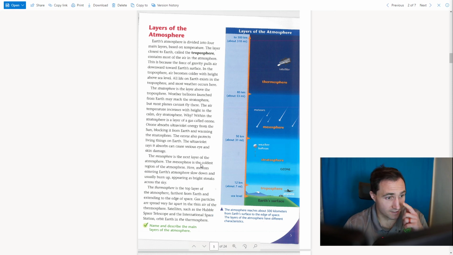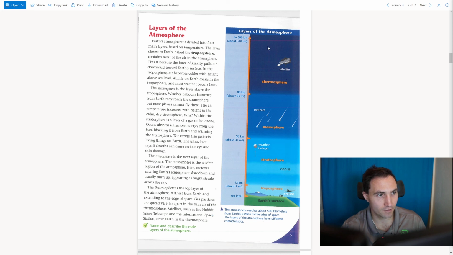The mesosphere is the next layer of the atmosphere. The mesosphere is the coldest region of the atmosphere. Here, meteors entering Earth's atmosphere slow down and usually burn up, appearing as bright streaks across the sky, or shooting stars. The thermosphere is the top layer up here of the atmosphere, farthest from Earth and extending to the edge of space. Gas particles are spread very far apart in the thin air of the thermosphere. Satellites such as the Hubble Space Telescope and the International Space Station orbit Earth in the thermosphere.